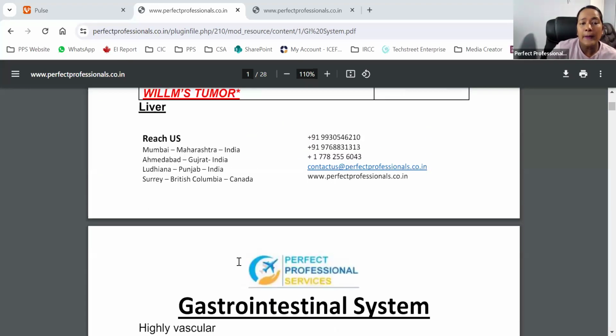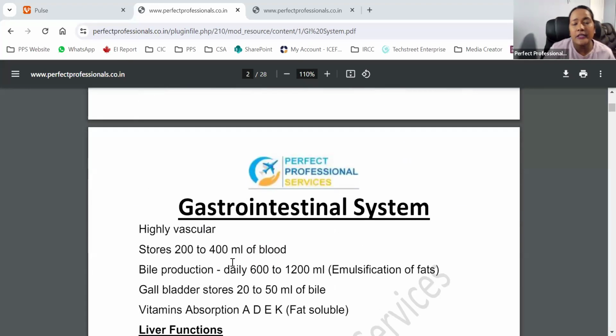Now, let's see a little bit of anatomy and function of the organs in the GI. Liver is a highly vascular organ. Liver stores 200 to 400 ml of blood. Liver helps in bile production. Daily bile production will be 600 to 1200 mils. Bile helps in emulsification of the fat.